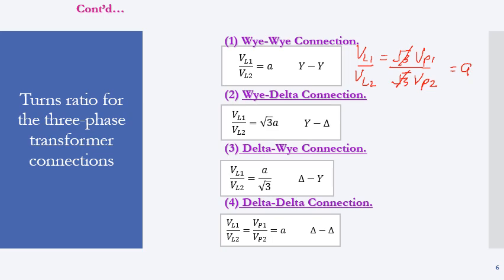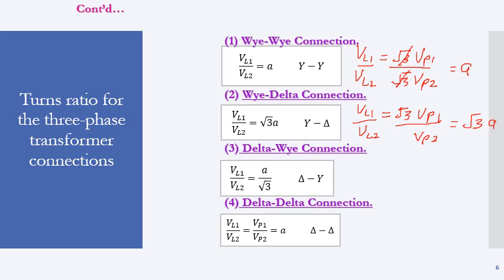For the Y-delta connection, the primary is Y. So VL1 equals root 3 V phase 1. And for V line 2, because the secondary is delta, V line equals V phase, so V phase 2. So here the ratio equals root 3 a. That's why we got root 3 a.